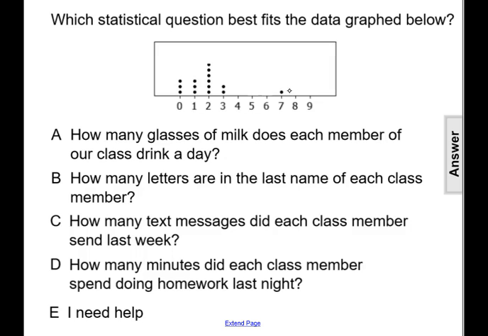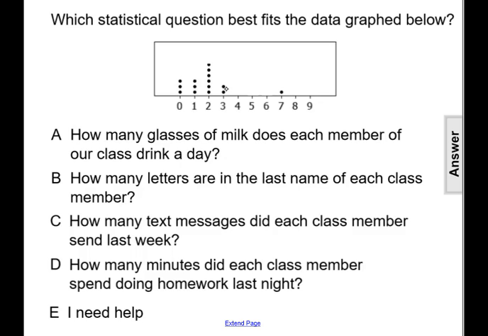It looks like there's only 1 point for 7, but there's 3 for 0, 3 for 1. There's lots more for 2, and then 2 for 3. So let's use that information when we look at the questions to see what these data points could be a part of or answers to. So the first question is, how many glasses of milk does each member of our class drink a day?